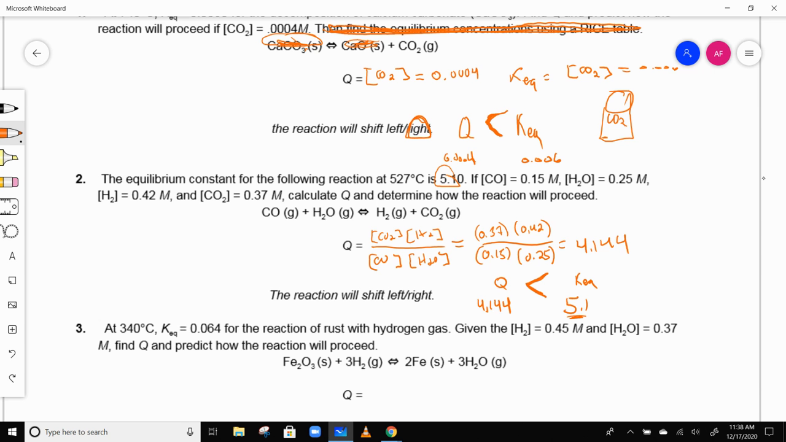We need the numbers on top to get bigger. The numbers on top are products. So when you shift to the products, it's going to shift to the right.